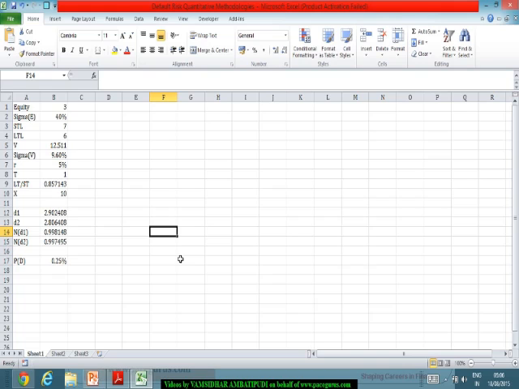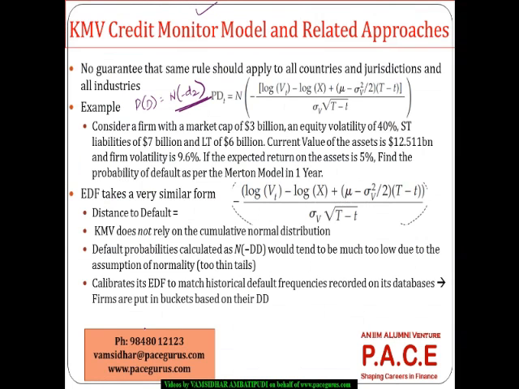When I am going with the Merton model, it is making a straightforward assumption that the probability of default is somewhere around this. Right: log of S by X plus R plus sigma squared by 2 into T, divided by sigma root T gives D1, then D2. So the probability of default is coming out to around 0.25%. That is what is typically done using the Merton model. But the KMV model looks at it slightly differently.